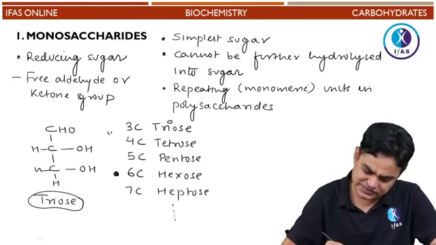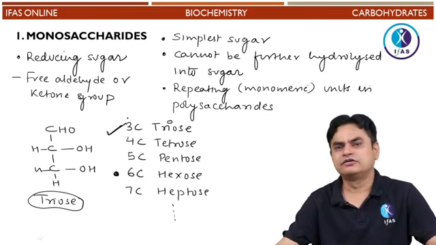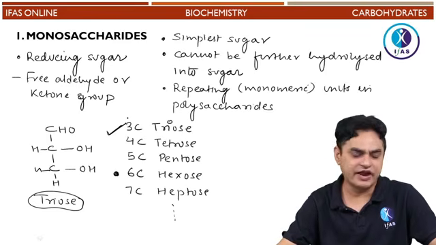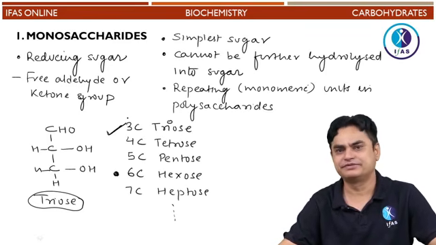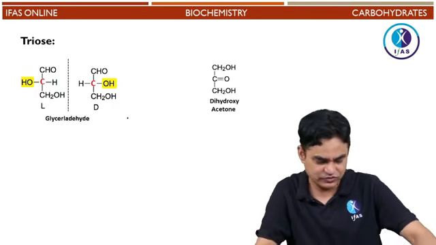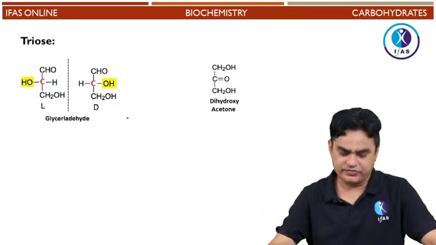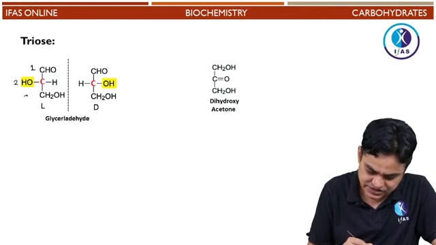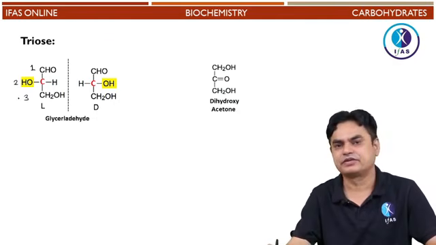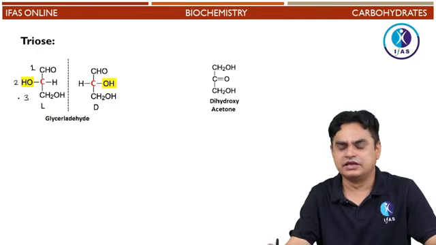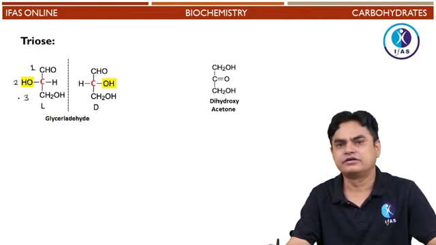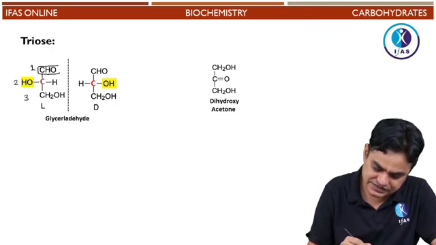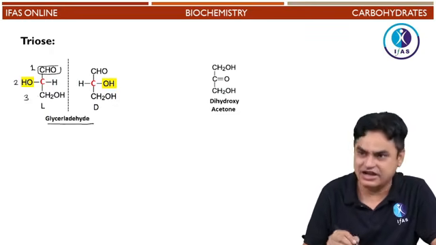Now the simplest sugar is a monosaccharide, and within the monosaccharides the simplest sugar is the triose, which is composed of 3 carbons. So this is the structure of triose, where there are 3 carbons. This is carbon 1, this is carbon 2, this is carbon 3. Since it is in an aldehydic form, this is referred to as glyceraldehyde.